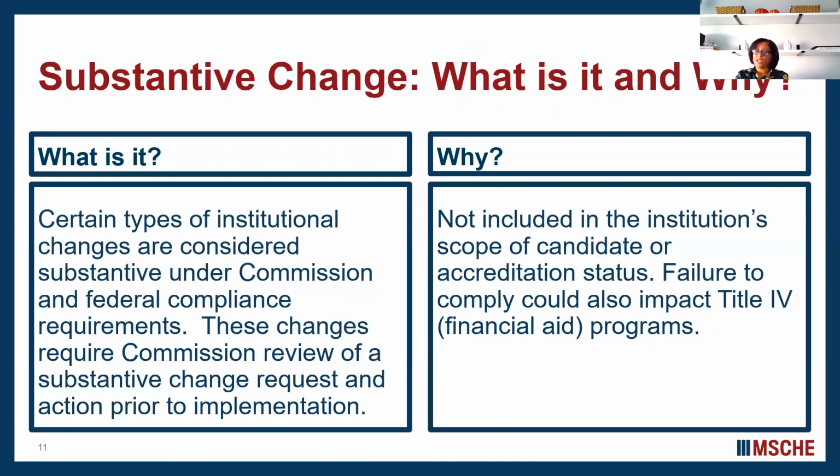What is substantive change and why is it required? Certain types of institutional changes are considered substantive under the United States Department of Education federal regulations. These changes require the Commission's review of a substantive change request and action prior to implementation. Substantive changes are not included in the institution's scope of candidate or accreditation status. The failure to comply could impact Title IV financial aid programs.